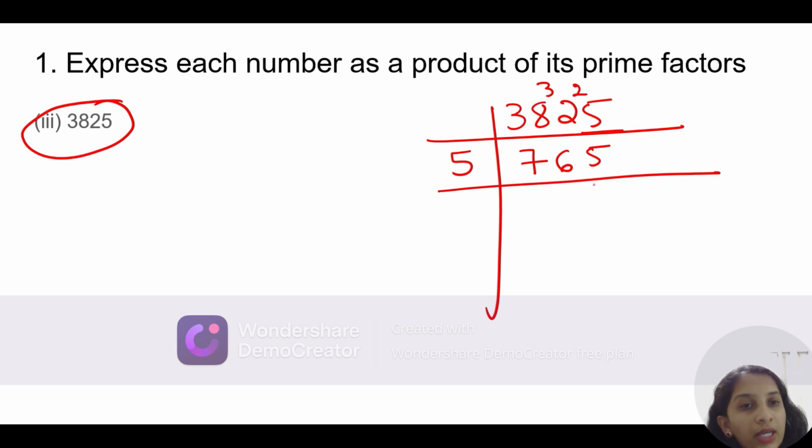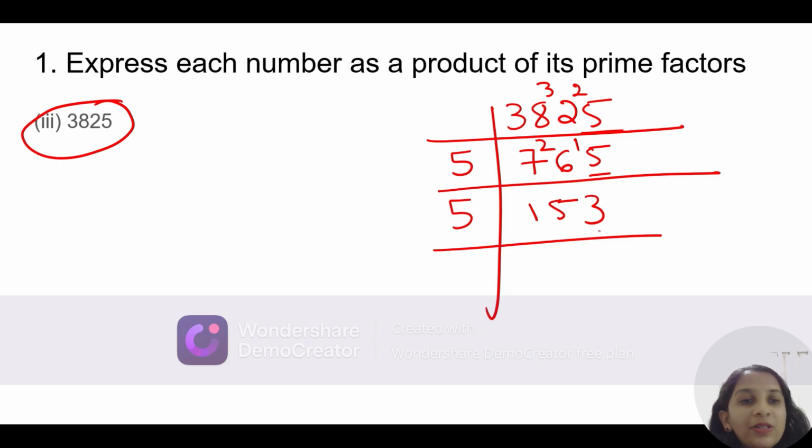Next, can I take 5 again to divide this? Yes. 5 ones are 5, 5 fives are 25, 5 threes are 15. Okay. Can I take 5 again to divide this? No, I cannot take because it is not ending with 5. Next, can I take 2? No, because 153 is not an even number. It is an odd number, so I cannot divide this by 2.